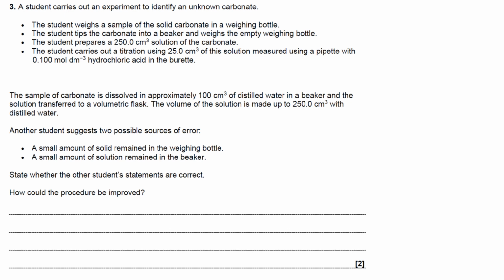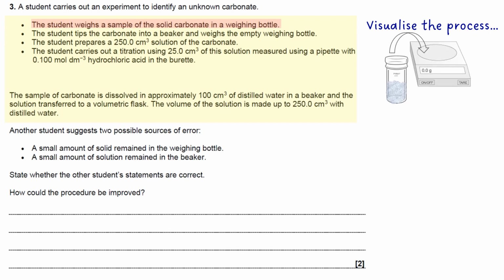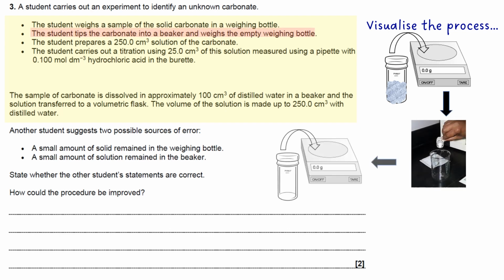So this next one is a bit more applied. So you need to visualize the process being described. So let's take each bit in turn. The student weighs a sample of the solid carbonate in a weighing bottle, and the next thing is that they tip the carbonate into a beaker and weigh the empty weighing bottle. So they can work out the mass of the carbonate by difference.